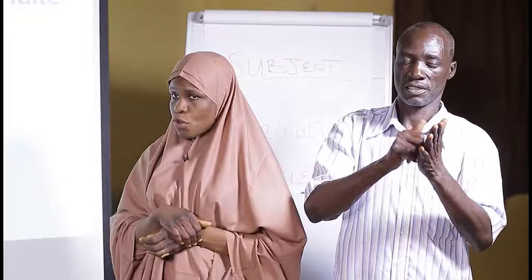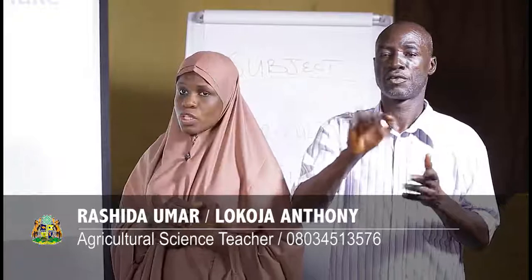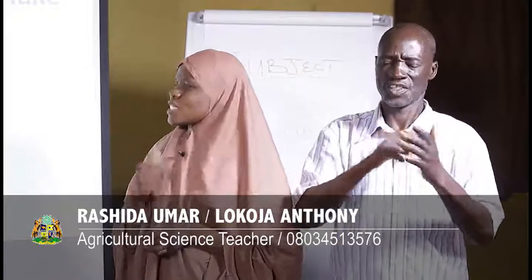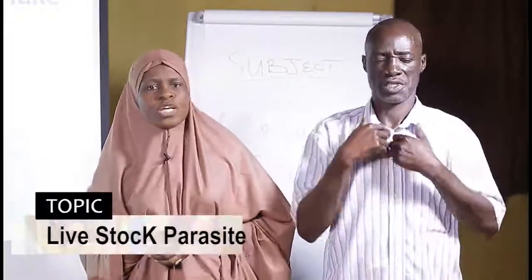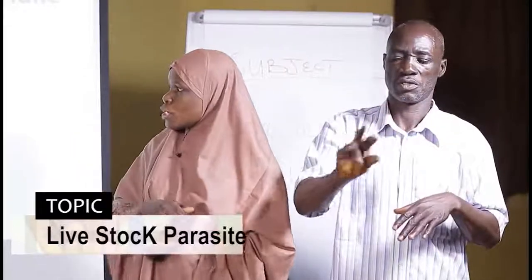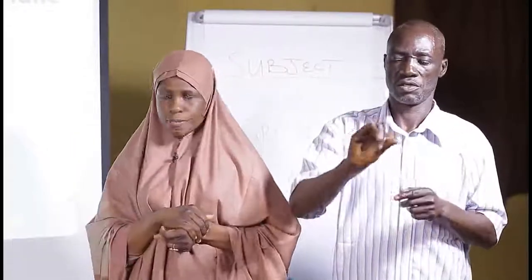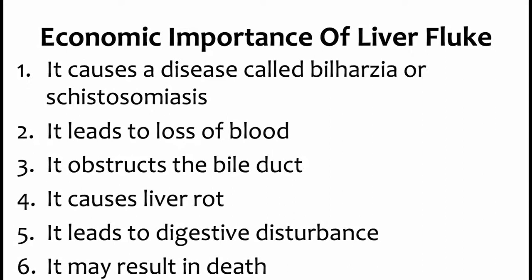This liver fluke, when it comes in contact with the animal, it causes a disease which is known as Bilharzia or schistosomiasis. Secondly, it leads to loss of blood. Thirdly, it obstructs the bile duct. Fourth, it causes liver rot to the animal. Fifth, it leads to indigestion disturbance.